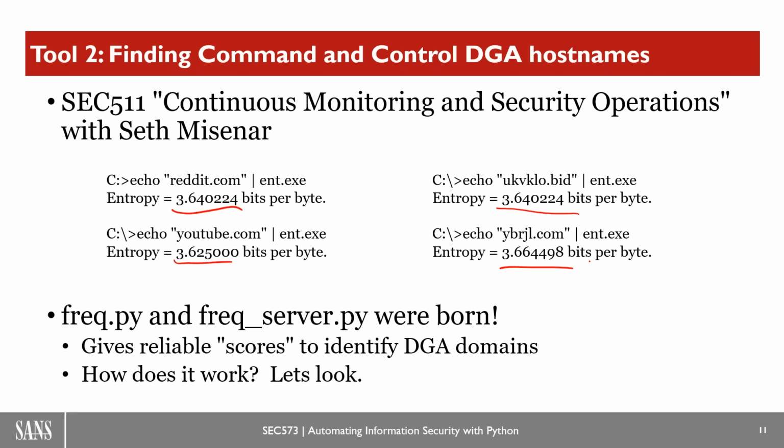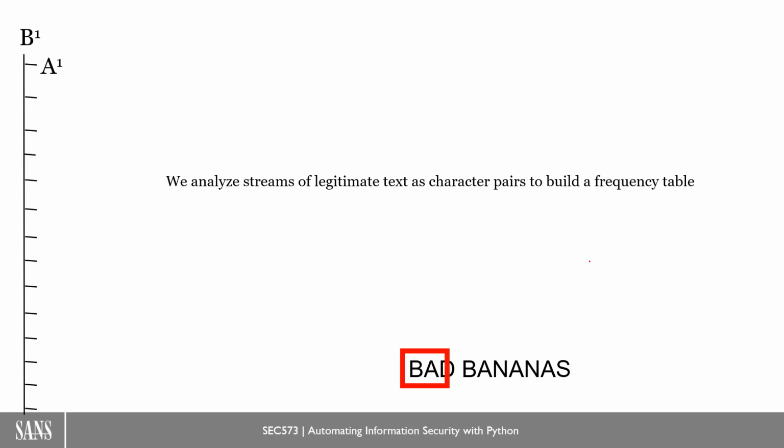So let's talk a little bit about how they work. This is the idea I came up with in 5.11. I said, all right, I'm going to analyze regular text and build a table of what regular text looks like, and I deal with character pairs. Let's say I'm analyzing the phrase bad banana. I take the first character pair, a B followed by an A, and I build a table that says I have one B, and it was followed by one A.